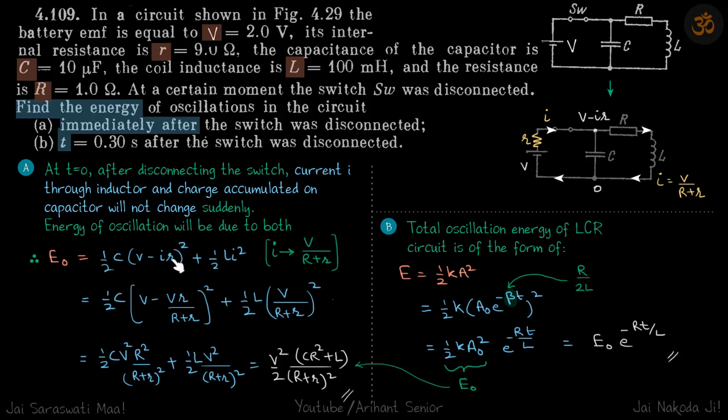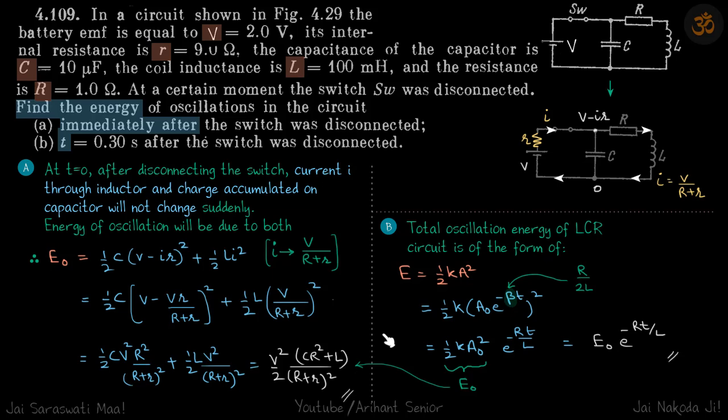So energy will be half CV square. So voltage across this capacitor will be V minus IR. And energy through the inductor will be half LI square. So current in the circuit is V upon R plus R. So we'll put that value here, simplify it, and this will be our answer. So this is the energy in this LCR circuit at t is equal to 0.